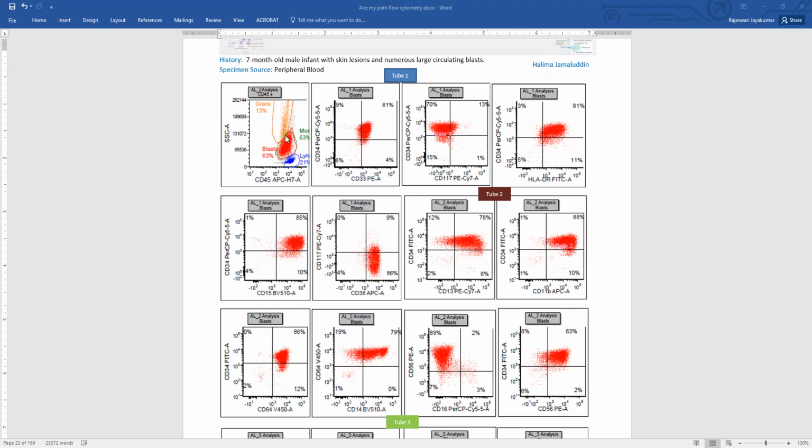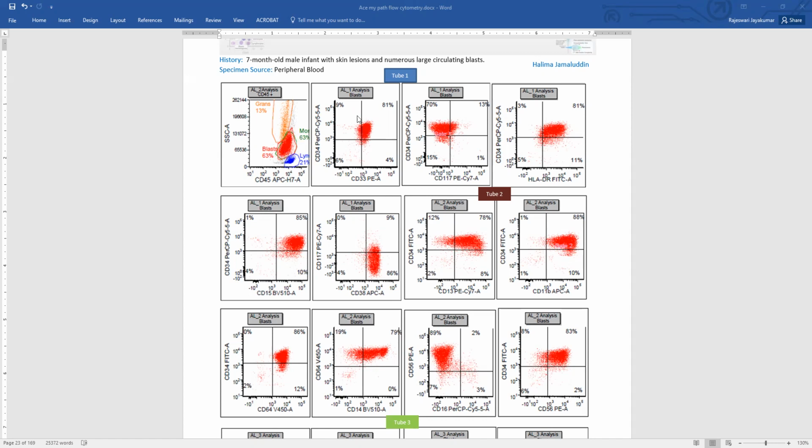But here we see a population that goes from the blast gate, migrates and merges with the monocyte gate. This huge population, we cannot separate as blasts or monocytes. They go all the way up to here. Now let's follow this population and see what their phenotype is.